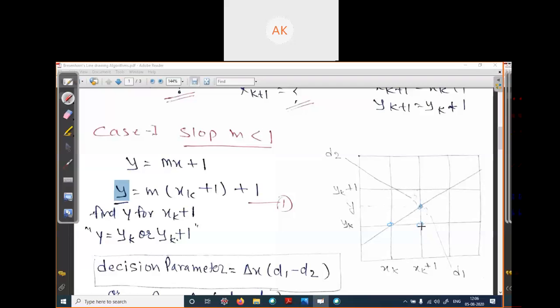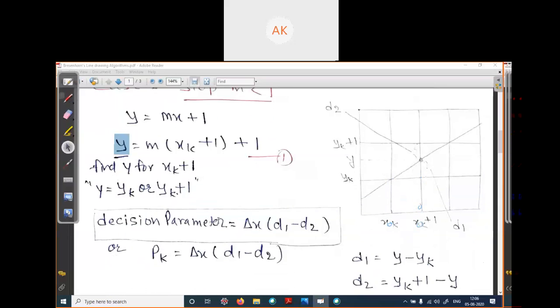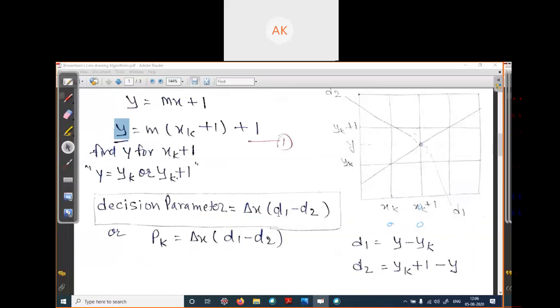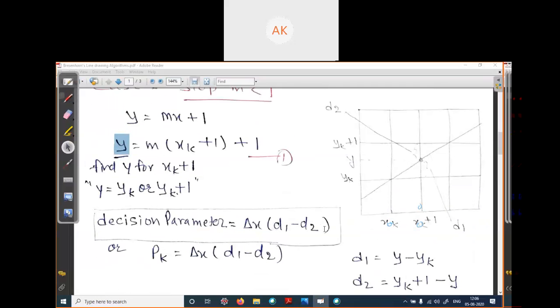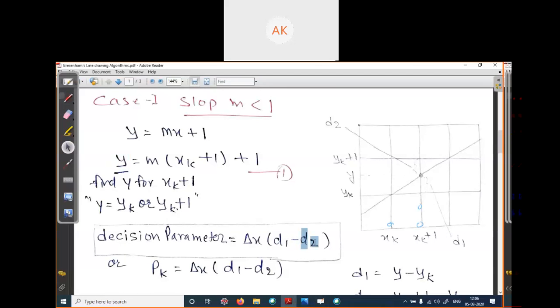So selecting which point, yk or yk plus 1, depends on your decision parameter. The decision parameter is nothing but which one is smaller, d1 or d2. So we find the difference between d1 and d2. If it is negative, meaning d1 is smaller, then your point will be yk. If this value is smaller, meaning the value is negative, then you will select yk. So it depends on your decision parameter.